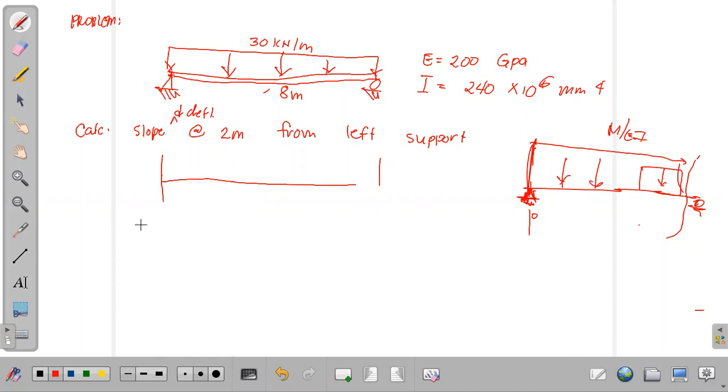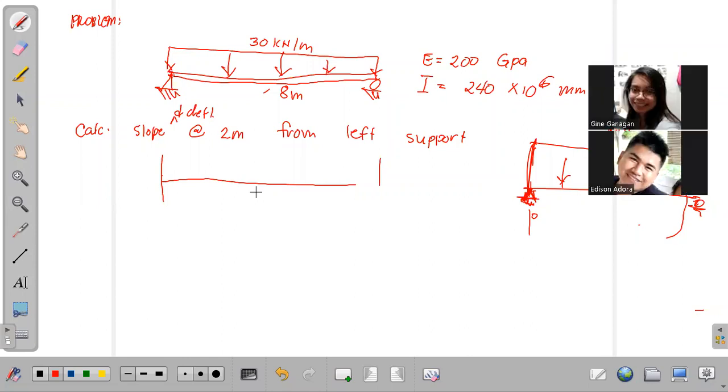Then, you also have to evaluate yung constant. Pag nag-i-integrate kayo, for the first integration, meron kayong plus C1, that is the constant. Pagka nag-integrate kayo ulit, C1 x plus constant. Dalawang constant, C1 and C2. Makukuha natin yung C1 and C2 pagka alam natin yung boundary condition. Pag in-apply natin yung boundary condition, makukuha na natin yung value ng constant.